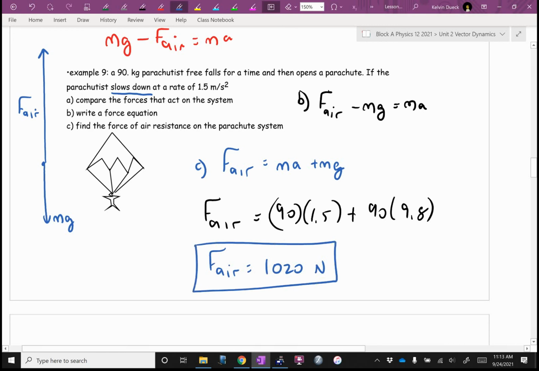I called it 1020 for 3 sig figs. I can do the math in my head. So yeah, air resistance can be larger. And then terminal velocity is when air resistance is equal.